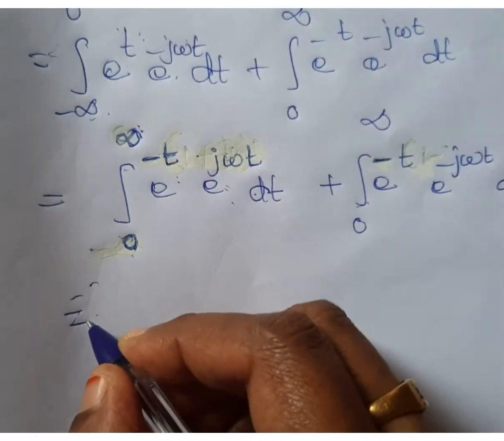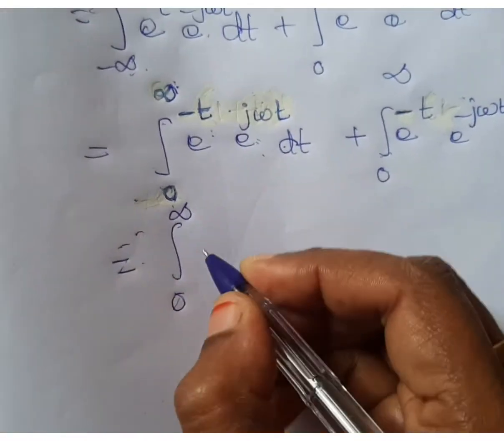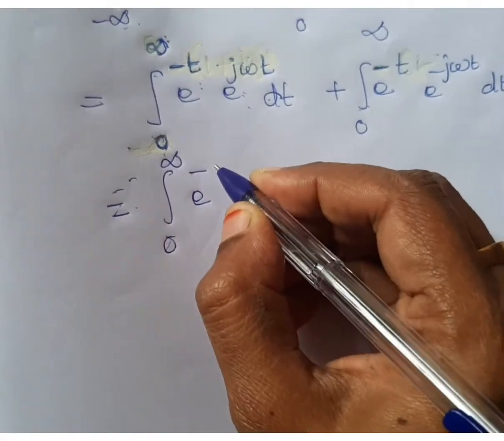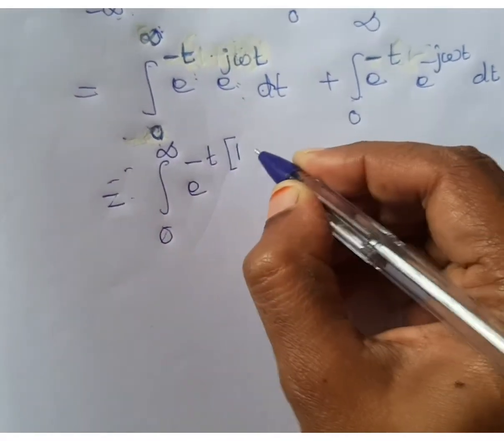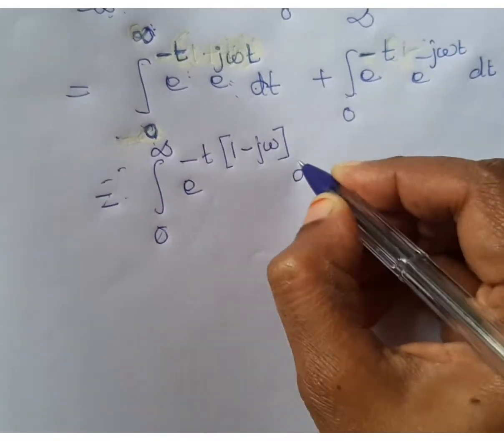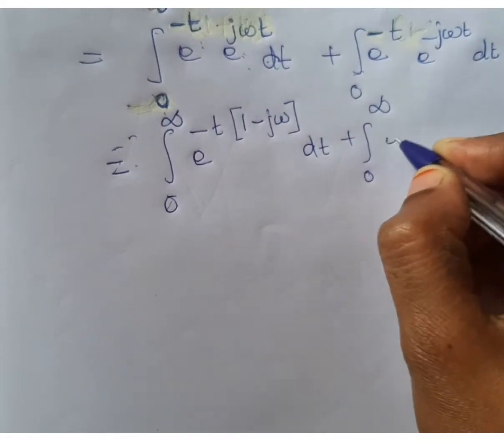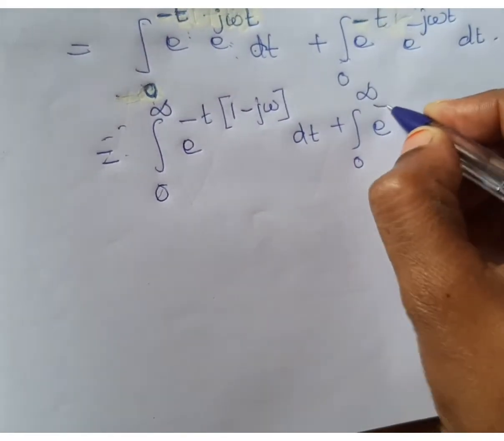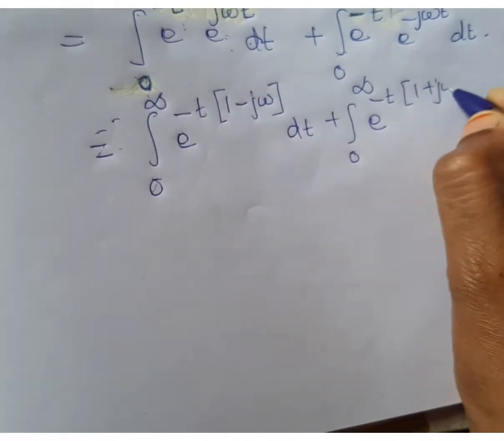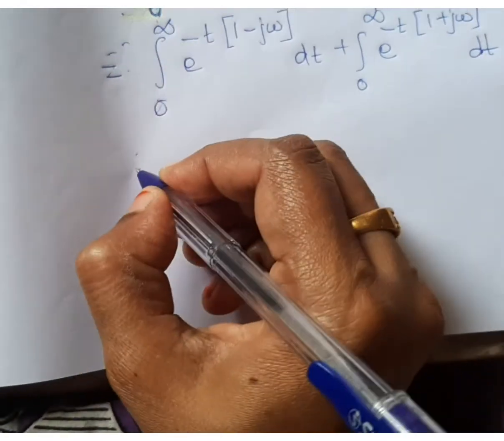So how you can simplify means, so now integral 0 to infinity e power a into e power b. So take minus t as common. So the remaining value is 1 minus j omega into dt. Okay. So in this term, you can take 0 to infinity e power, here also you can take minus t as common. So the remaining value is 1 plus j omega into dt. Okay, 1 plus j omega into dt.